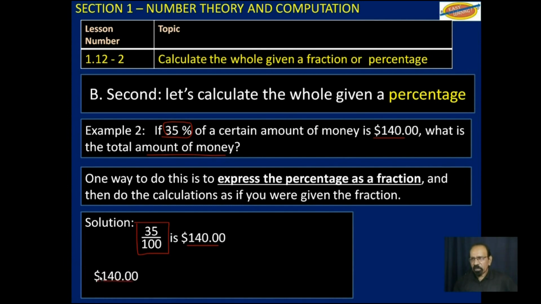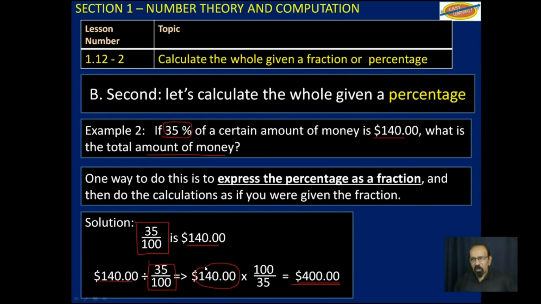So $140 divide by the fraction, which means that we are now going to multiply by the inverse of this fraction, which will be 100 over 35, which will give us $400. Again, note please that you are multiplying the amount you are given by 100, and then you divide by the actual value there of 35. As I said, this is something you can learn on your own. It's a different method, which is not the method I'm teaching you right now.